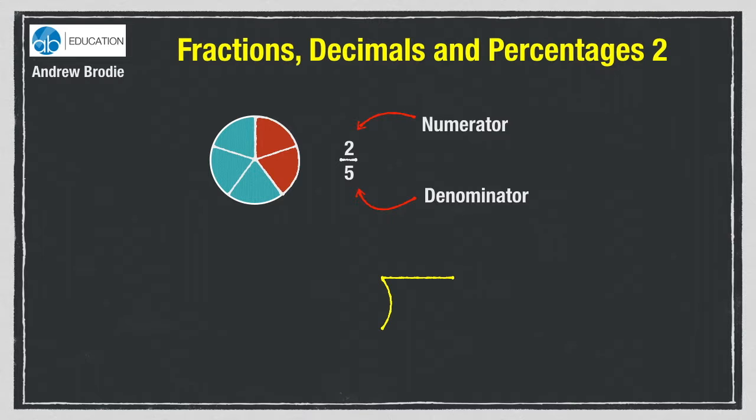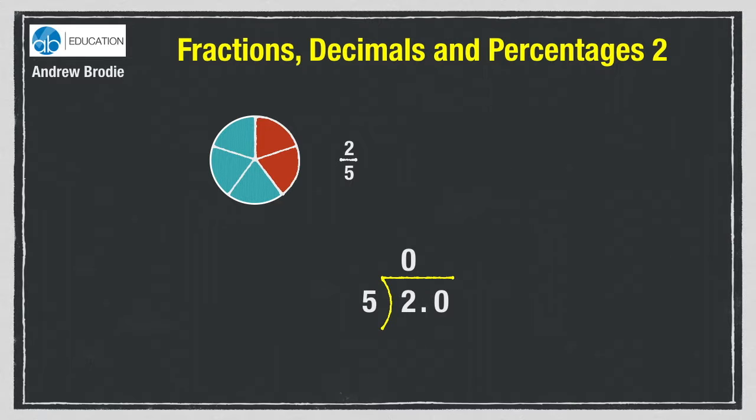So the numerator is written inside the bus shelter and the denominator on the outside. 5 into 2 won't go, so we write a 0 on the answer line. We write a decimal point and a 0 in the tenths column, and we put a decimal point on the answer line. Then consider the 2 and the 0 together as 20 tenths. 5 into 20 goes 4 times, so we write 4 in the tenths column of the answer. So the fraction 2/5 is worth the same as 0.4.